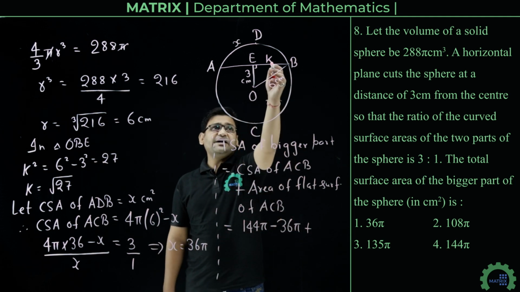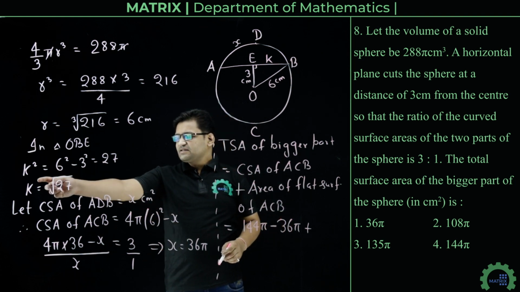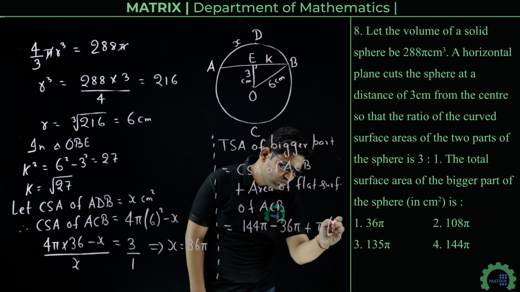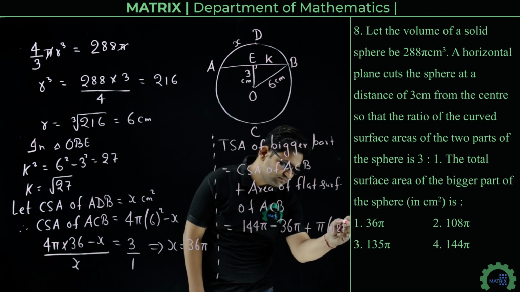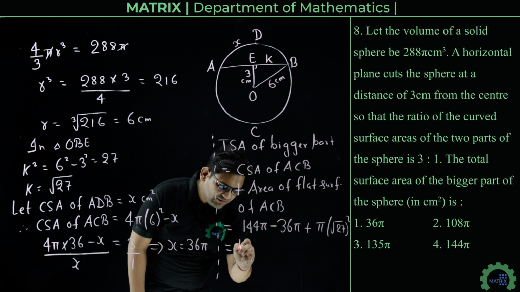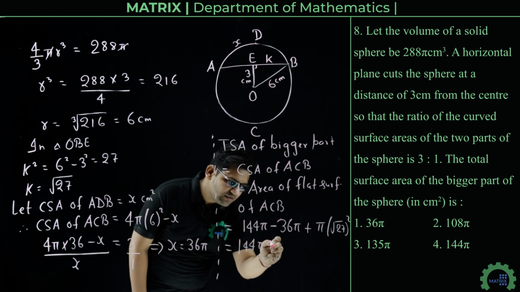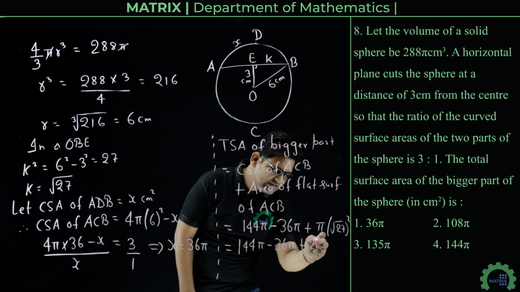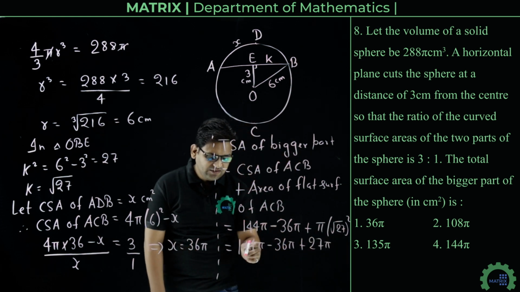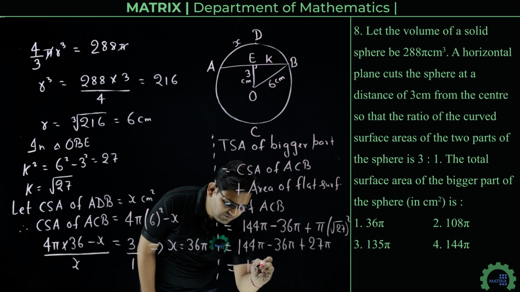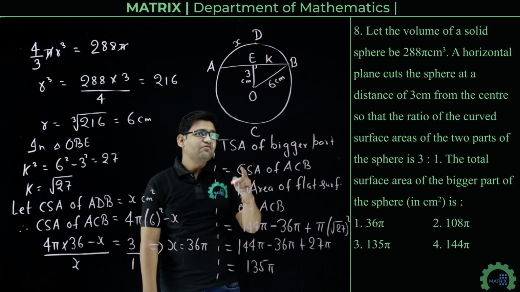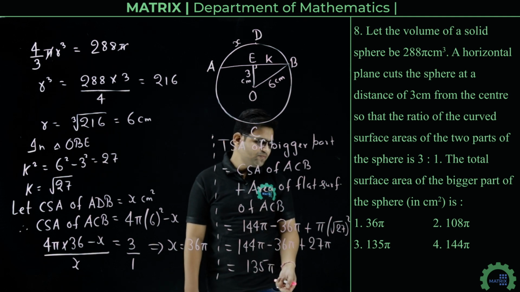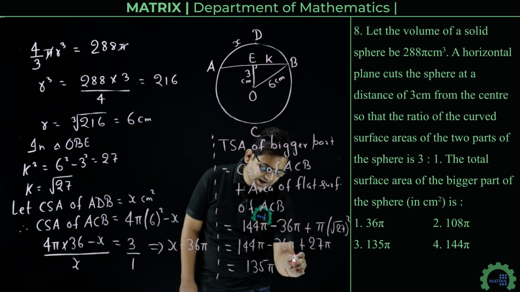For the flat surface of ACB, the radius k is root 27. So it is pi into root 27 square. So that will be 144 pi minus 36 pi plus 27 pi. Finally we get 135 pi. So the total surface area of the bigger part is 135 pi. That is option number 3, the right answer.